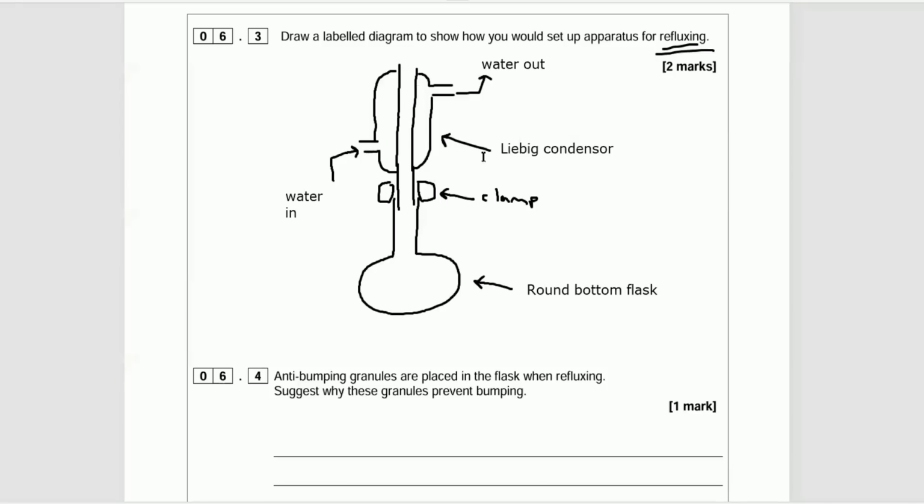Anywho, that's my diagram for the Liebig condenser. And I believe they're going to give you the marks for the condenser drawn correctly like that, not crossing over from the tube, top unsealed, and a round bottom flask like that. You probably don't need the clamp. You might not even need the water in, water out in the correct way. Anywho, let's move on.